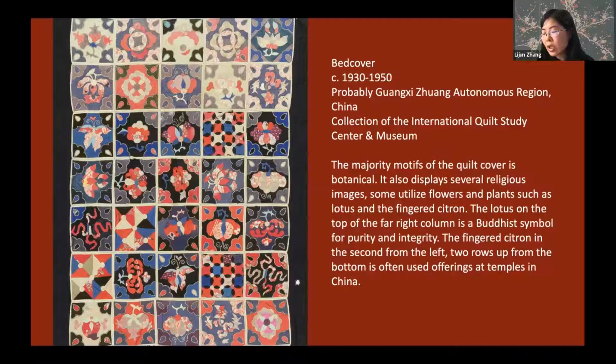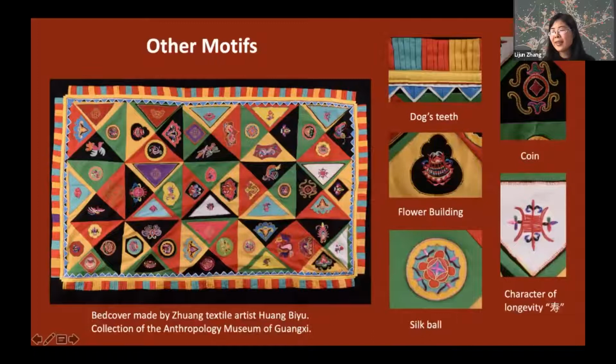The fingered citron, second from the left, rising up from the bottom, is often used as offerings at temples in China. So this categorization is not an all-encompassing index of quilt motifs. It just demonstrates the variety of imagery quilt artists in Southwest China favor, and the motifs we often see on quilts from this region. And there are many other motifs that do not fall in these categories.